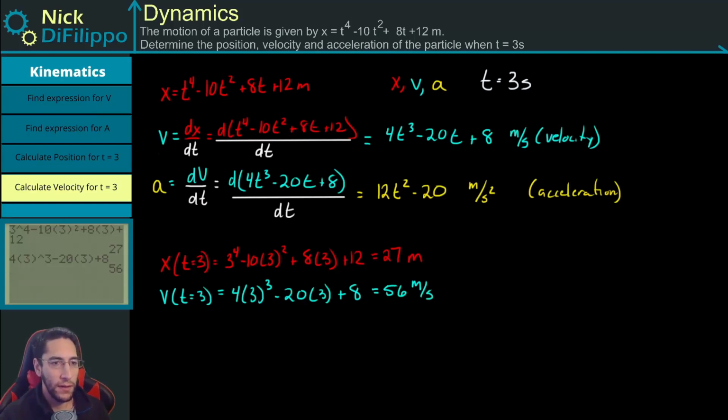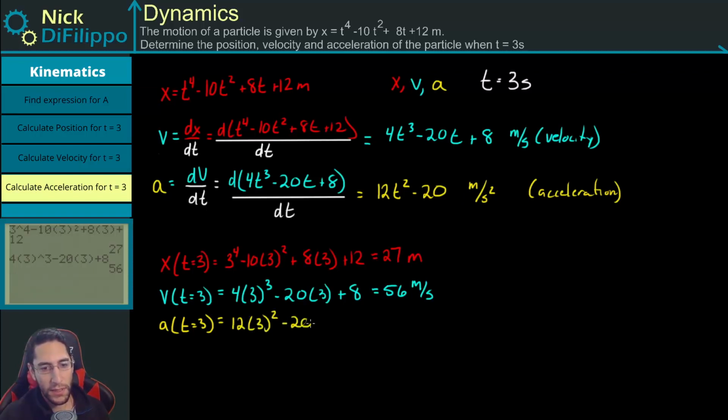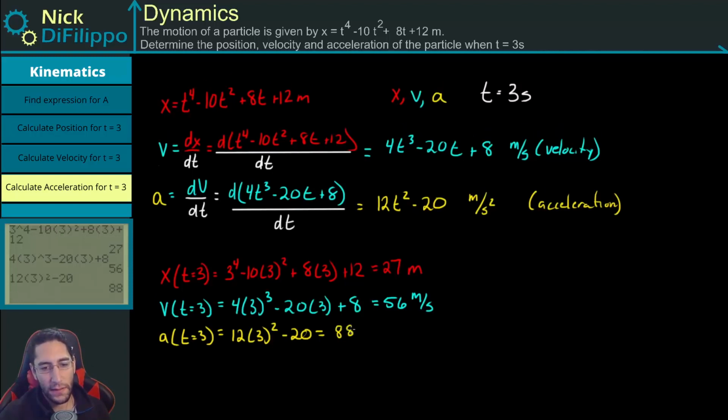And finally, we can look at what our acceleration is. When time is equal to 3, we take our expression for acceleration and substitute the 3 into it. So this is going to be equal to 12 times 3 squared minus 20, and 12 times 3 squared minus 20 is equal to 88. So this is 88 meters per second squared.